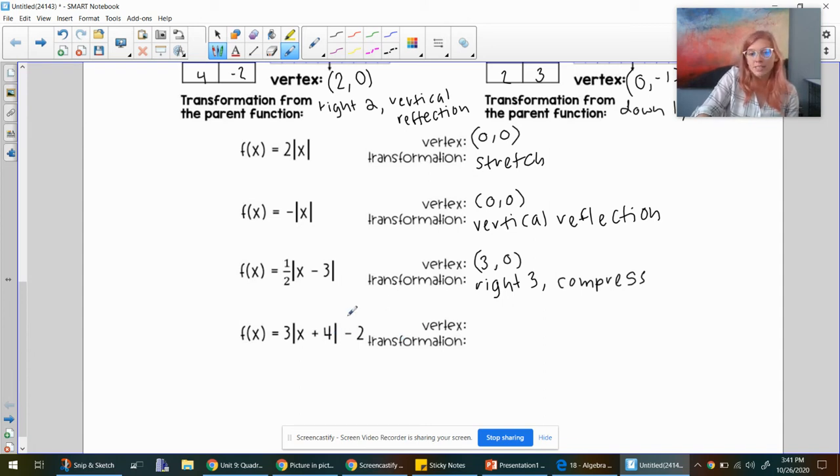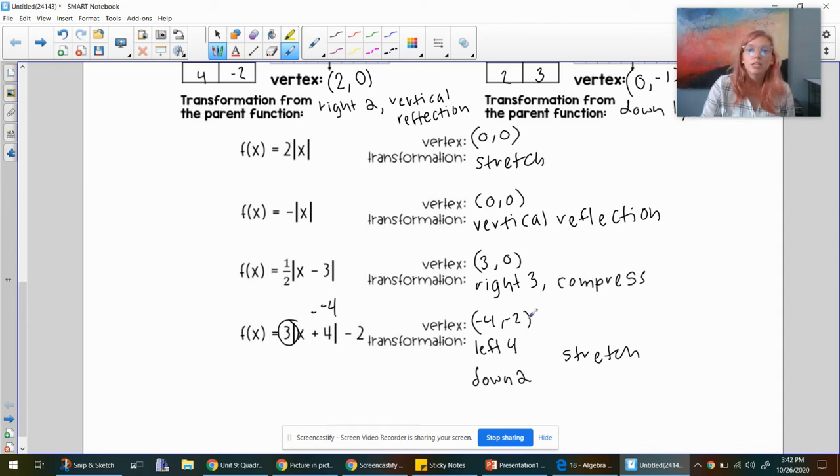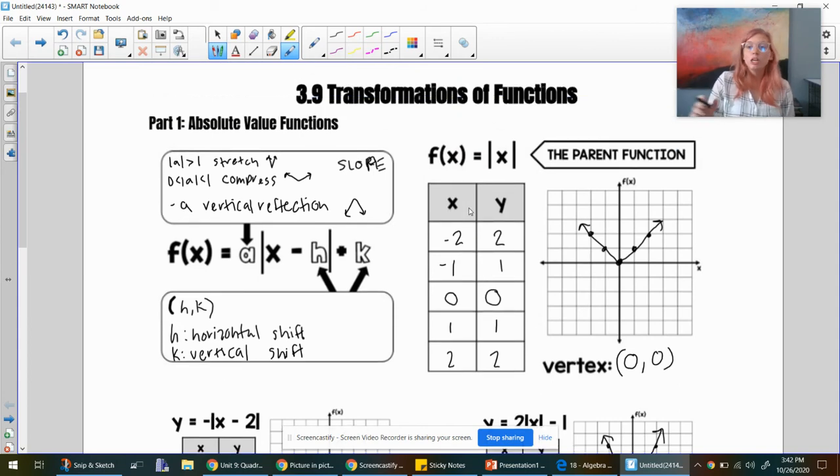Final one, my vertex is going to be my (h, k). Remember, we have to change the sign of h because it's supposed to be minus in the original equation. So this would be (-4, -2). My transformation is going to be left 4, down 2. That's because of the vertex. And then I'm going to look at my a value, which is 3. So that is going to be a stretch because that's bigger than 1. So this is how we identify the vertex and transformations of absolute value functions. We are going to do the exact same thing next with quadratic functions.